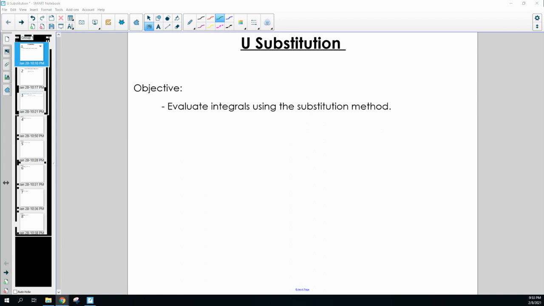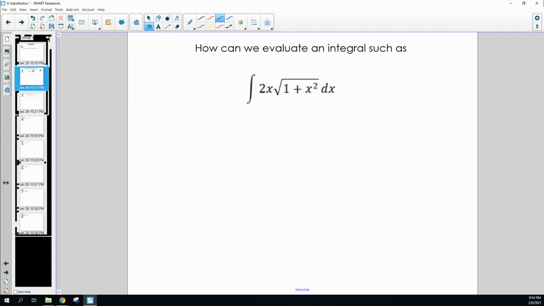In this lesson, we're going to go over how we can use substitution to evaluate integrals. So how can we evaluate an integral such as the one below? In order to evaluate an indefinite integral, we have been using the reverse power rule. But if we look at what is inside the integral, the integrand, we can see that the reverse power rule is not going to work here. There's something more complicated inside, and we're not able to just use that reverse power rule.